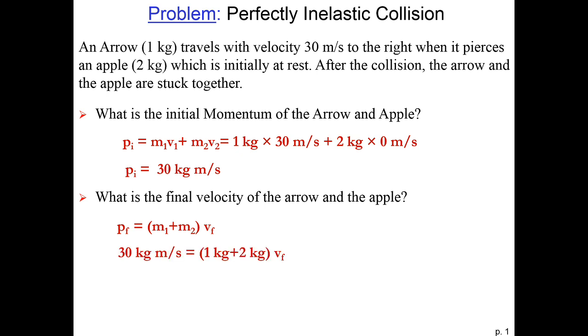So we set the initial momentum of 30 kilogram meters per second equal to the final momentum, which is equal to the sum of the masses, 1 kilogram plus 2 kilograms to give us 3 kilograms, times the final velocity. Now we just solve for the final velocity by dividing the momentum by 3, so 30 kilogram meters per second divided by 3 kilograms gets us the velocity of the combined arrow and apple: 10 meters per second. If we wanted kinetic energy, we could then use 1/2 mv squared to find the kinetic energy of the arrow and apple, or compare the initial and final.